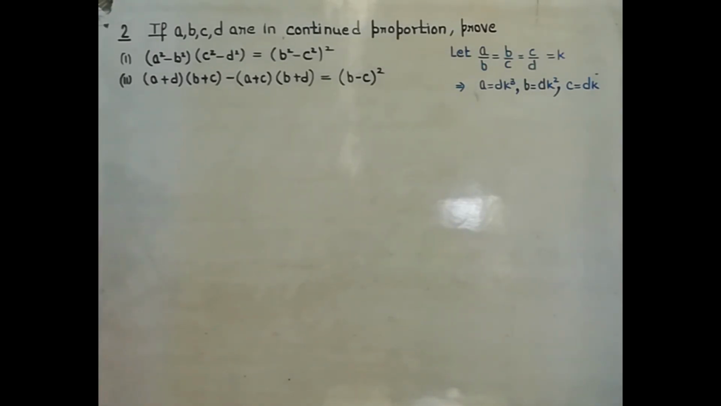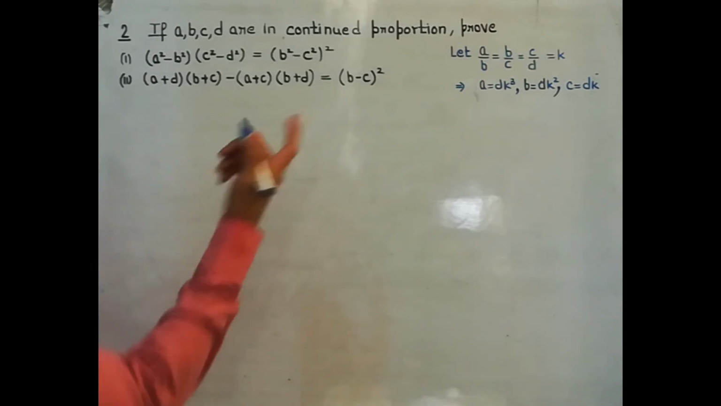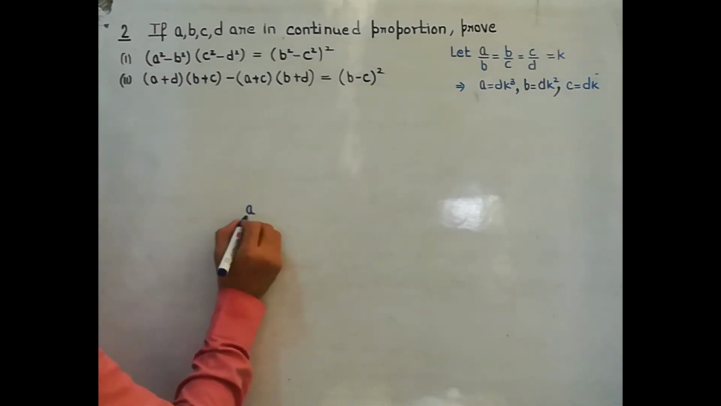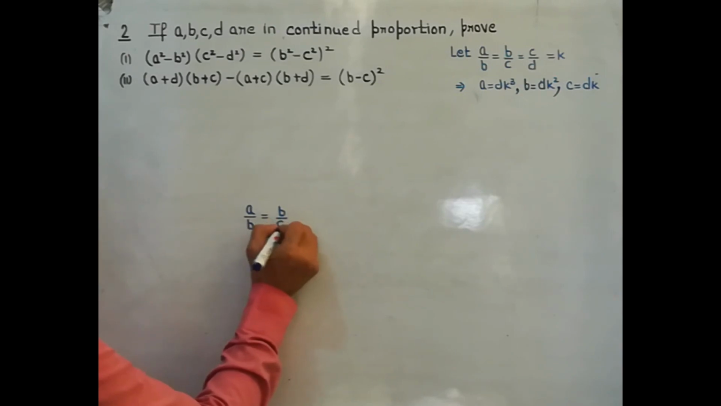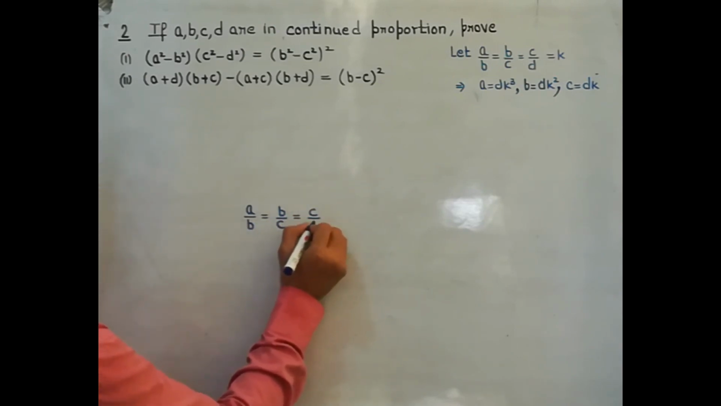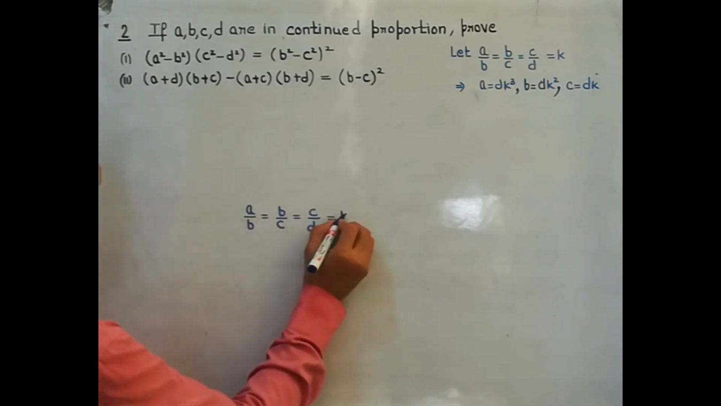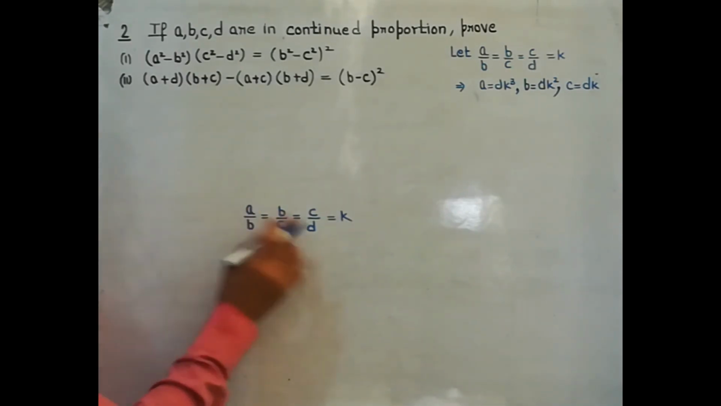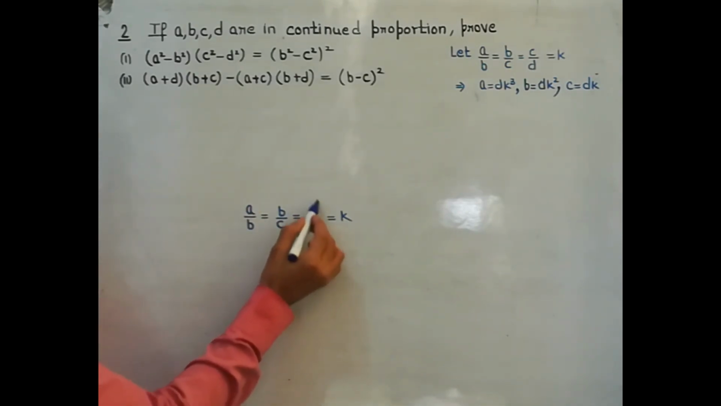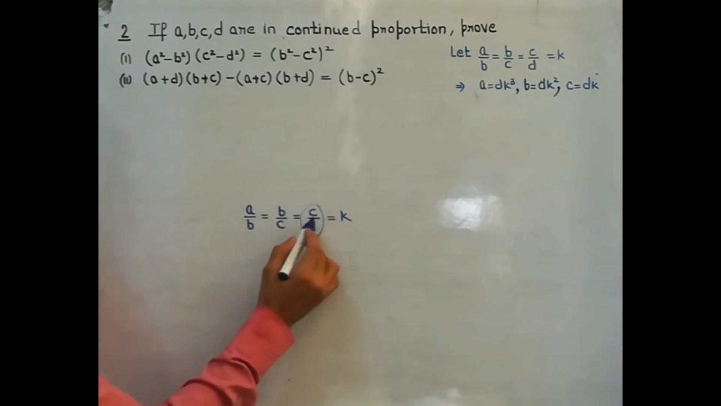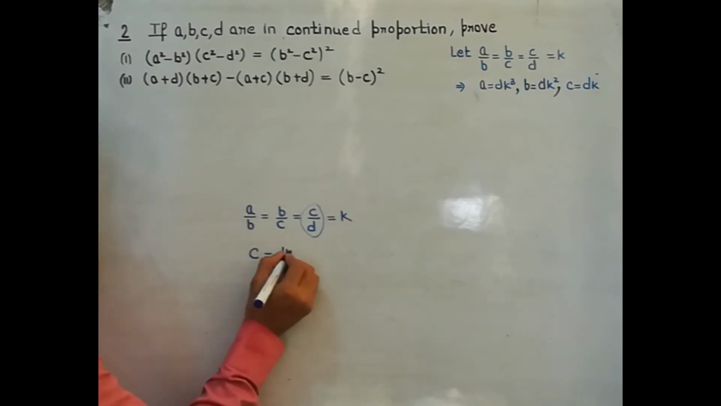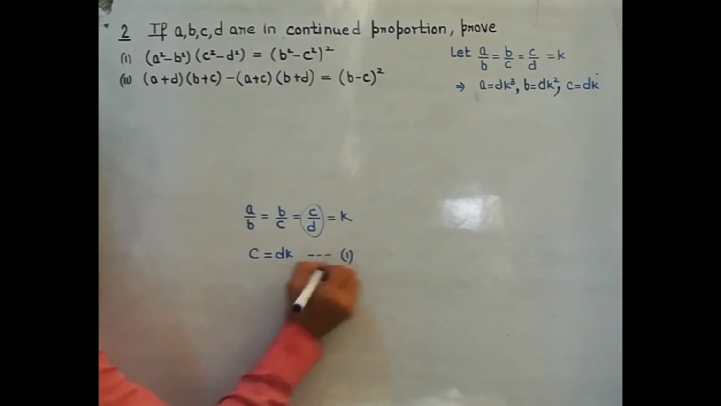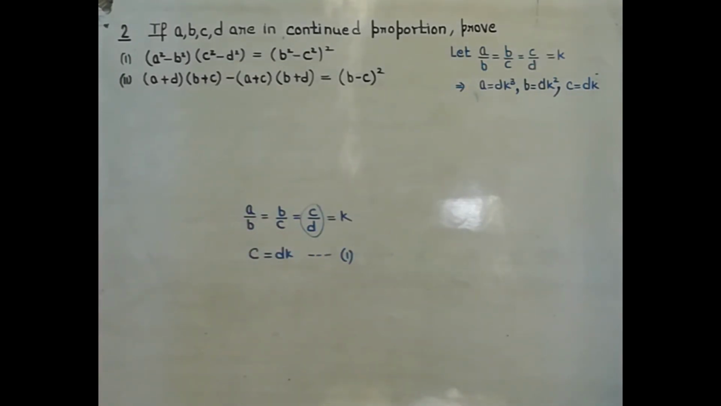Now if you want, I can explain once again how I got this. See, A upon B is equal to B upon C is equal to C upon D. Let it be equal to K. You start with the last one. Last ratio is C upon D. If you equate it, you are getting C is equal to dk. So you have got the value of C in terms of D.